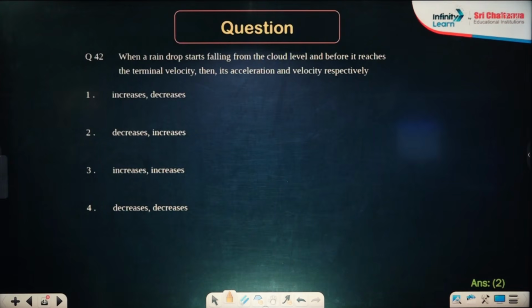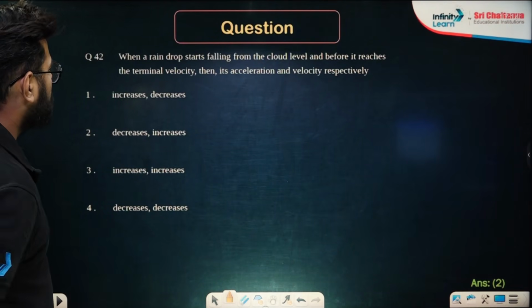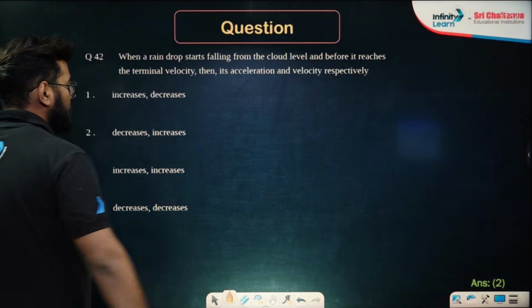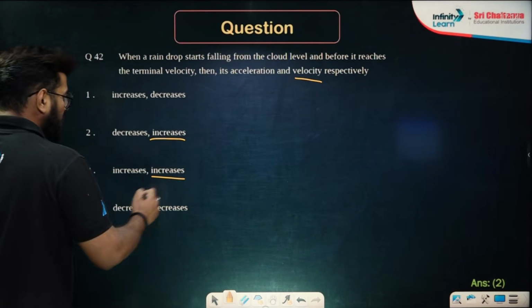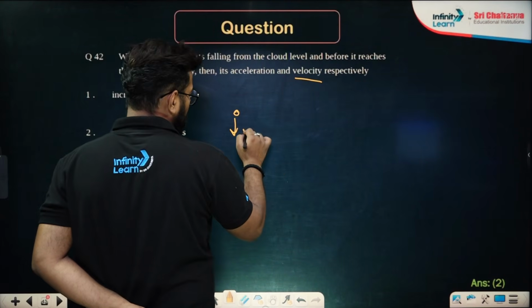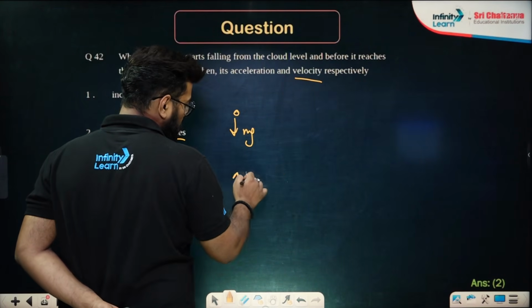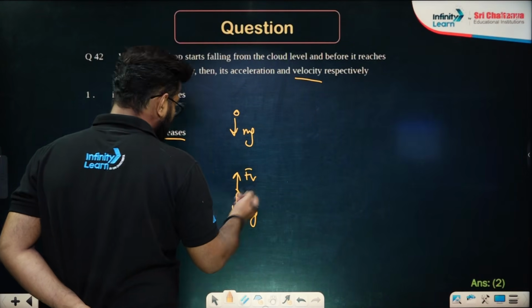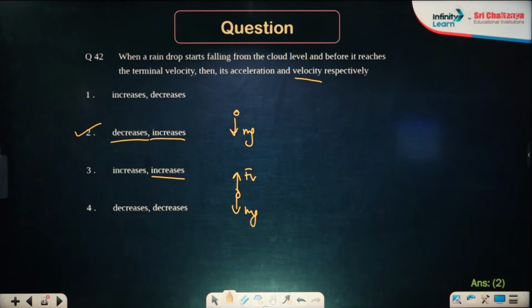When a raindrop starts falling from the cloud level before it reaches the terminal velocity, then its acceleration and velocity respectively. See, velocity will increase, and talking about acceleration, initially you have mg, later on viscous force begins to act. So basically acceleration reduces. Option number 2 is correct.